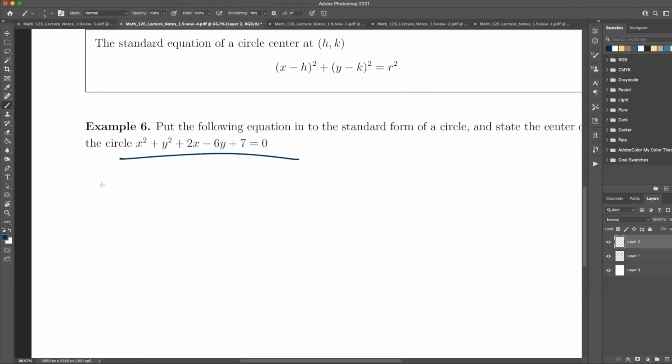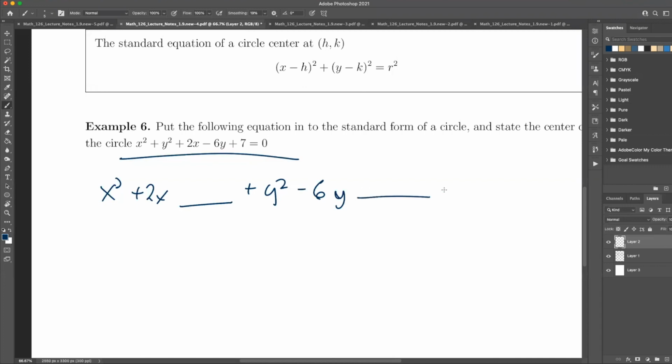So if they hand you a nasty equation, you're going to move over your x's, and then you're going to leave a blank spot. You're going to have your y squared, and this one's minus 6y.